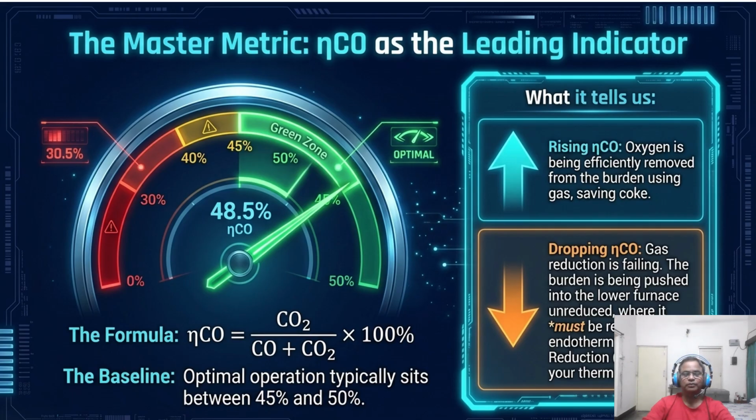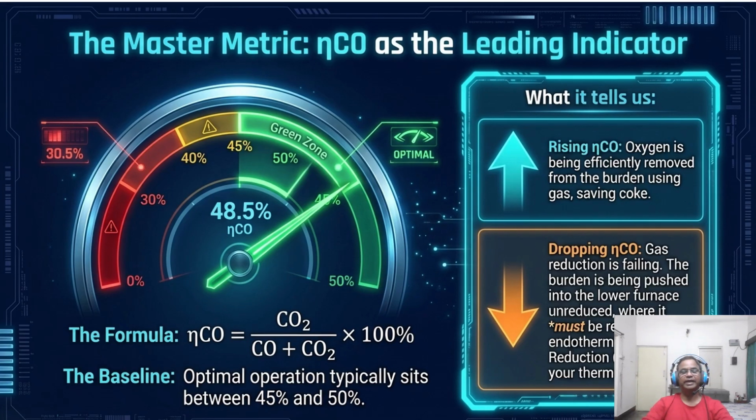Point to the orange part. If you see this part, a dropping eta is a warning. It means gas reduction is failing and the burden is being pushed into the lower furnace unreduced. That forces the furnace to use its thermal reserve for direct reduction.